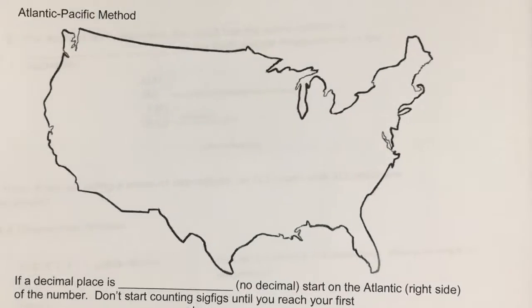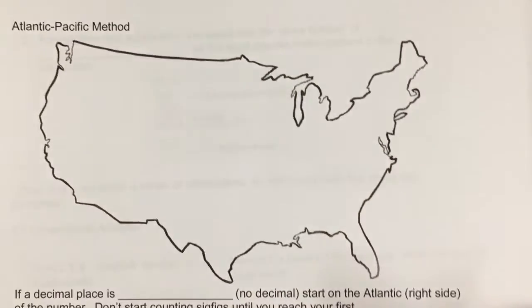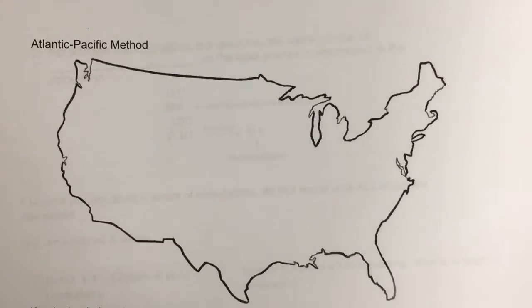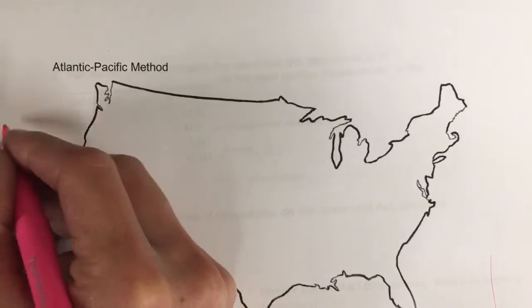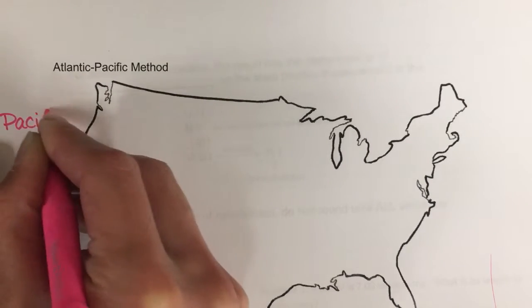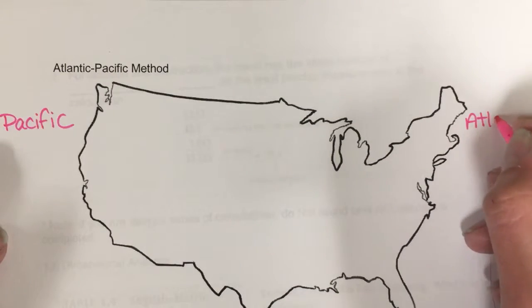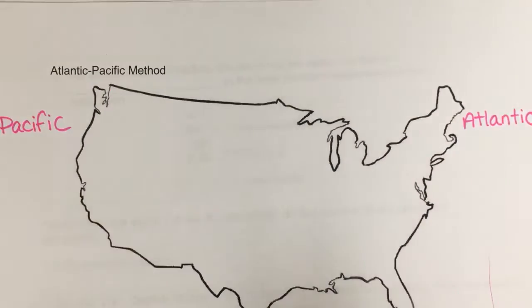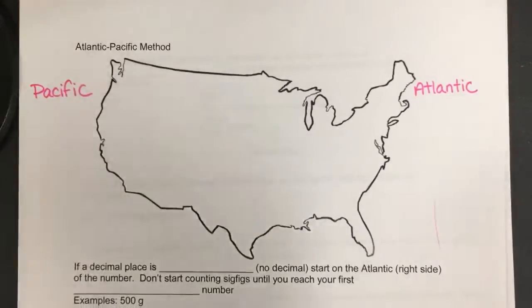So they've got their leading zeros, trailing zeros, captive zeros method. The easier way that I've found for students to remember is the Atlantic Pacific method. So if I've got my United States, the Pacific Ocean's over here, the Atlantic Ocean's over here.